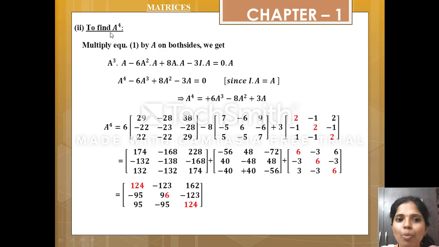Similarly, suppose a problem asks for A power 5. So how to find A power 5? Our Cayley-Hamilton theorem is of order cube. But we want to calculate A power 5, so you just multiply the equation by A square. That's all.